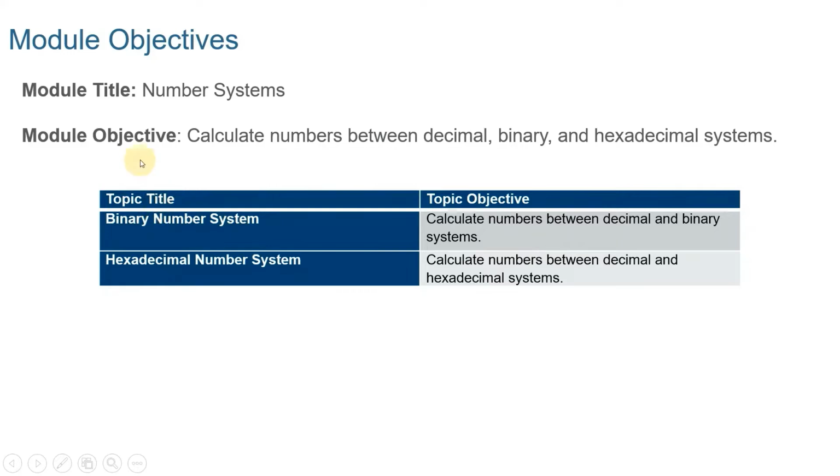This video lecture is entitled Number Systems. At the end of this video lecture, you should be able to calculate numbers between decimal, binary, and hexadecimal systems. Subtopics are divided into two sections. You've got the binary number system, which has the objective of calculating numbers between decimal and binary systems. And the second part is the hexadecimal number system. At the end of this module, you should be able to calculate numbers between decimal and hexadecimal systems.